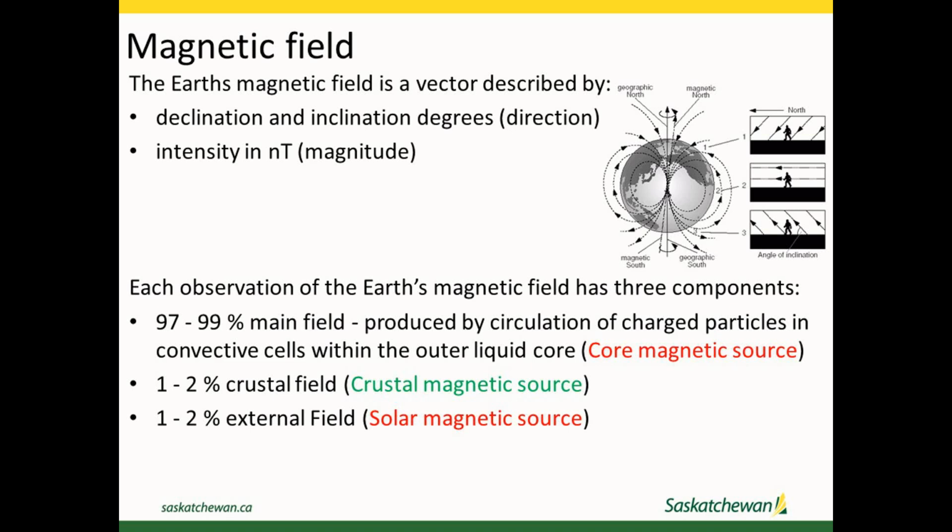Each observation of the Earth magnetic field has three components. First, 97 to 99% of the Earth magnetic field is generated within the outer liquid core with a core magnetic source. These components should be removed from the data when we are processing by IGRF correction. 1 to 2% of the magnetic field is external field with a solar magnetic source. These components should also be removed from the data by diurnal correction. The only component that we are interested in is the crustal field, which is 1 to 2% of the Earth magnetic field with a crustal magnetic source.